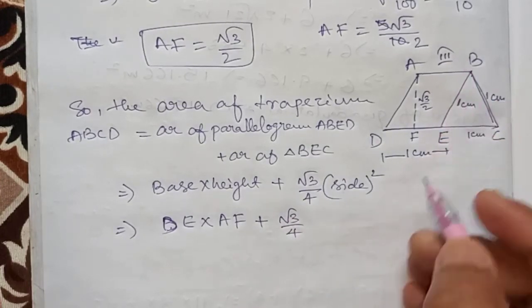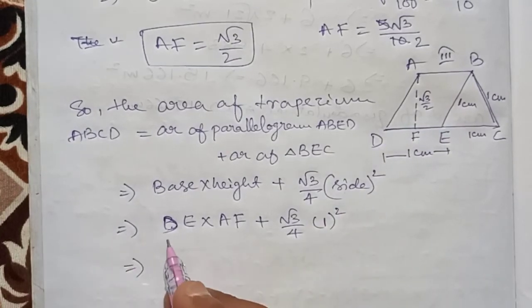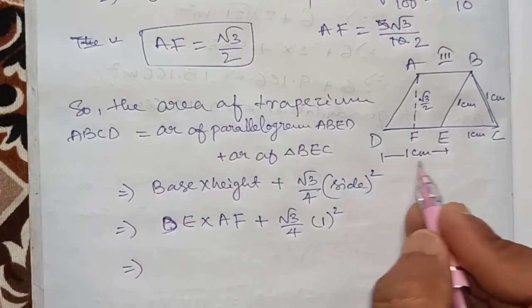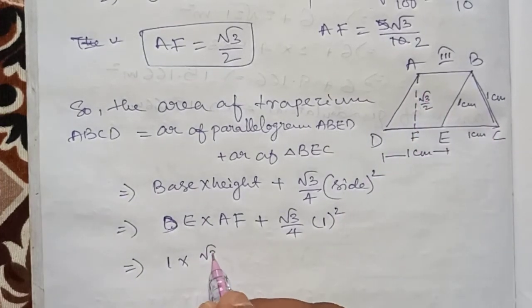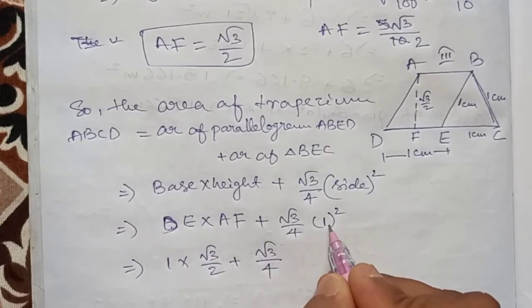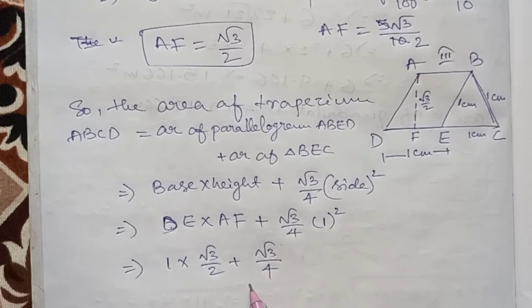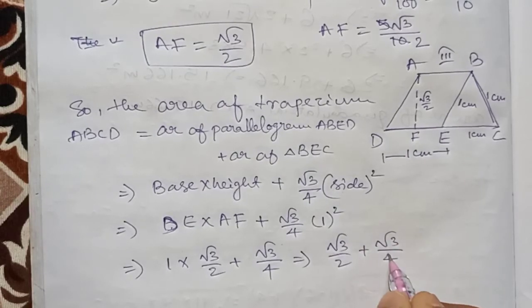What is the side of the equilateral triangle? 1, so 1 square. In place of DE how much will we write? 1, into AF, how much did we get? Root 3 by 2, plus root 3 by 4 only, because 1 square is 1, and 1 into this term will be the same. So here we got root 3 into 1 is root 3 by 2 plus root 3 by 4.